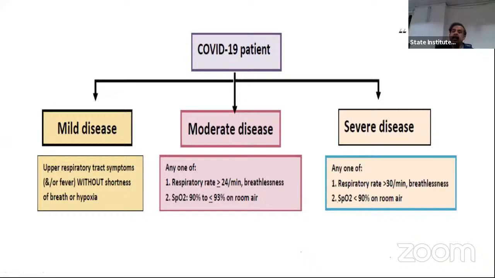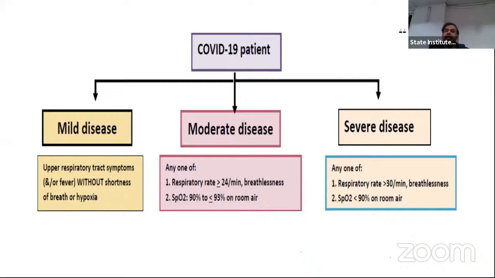Now, moderate disease: any one of these, respiratory rate can be high, above 24. Patient may be breathless. SpO2 would be lower than the 94% cutoff, varying from 90 to 93% on room air. Now, severe disease: either the respiratory rate is above 30 per minute, patient is breathless, or saturation is less than 90% on room air. So our focus for home isolation would be mild patients. Moderate disease, we have to admit preferably in the DCHC, and severe disease, we have to admit in the DCH, particularly in the HDU or ICU.